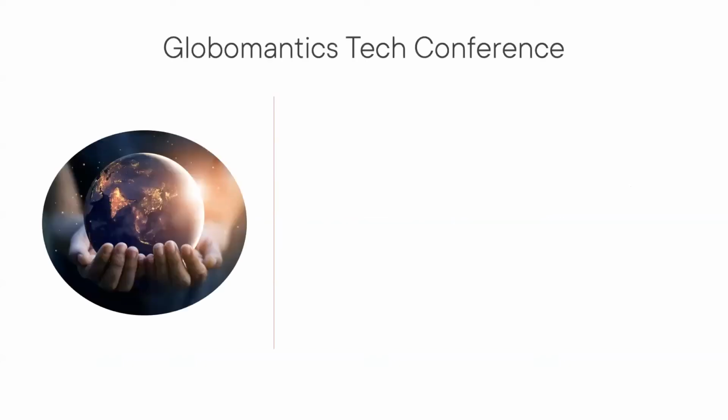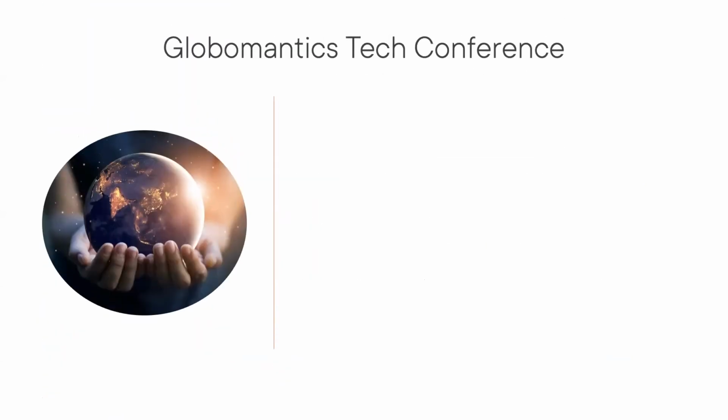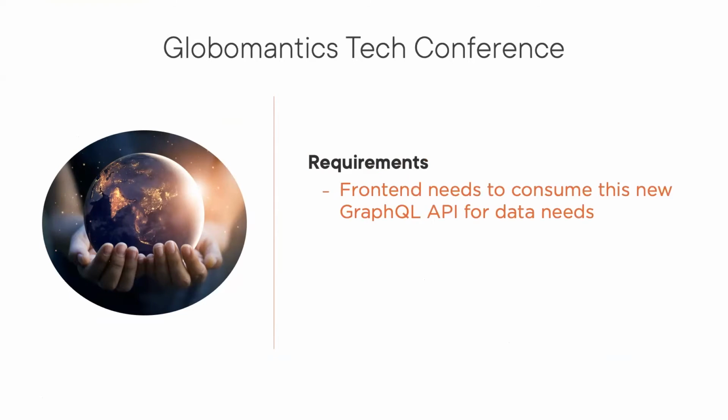Now, getting into our application, what we're going to be doing today is I have this application called Globomantics, and it is a conference app. What this really does is display conference sessions and speakers information. We're going to work on our front end, and the front end of this app is coded in React. And we have this new GraphQL API server. We don't need to worry about coding that server or any of that because it's already available to us. Our plan is basically to consume this new GraphQL API for our data needs.